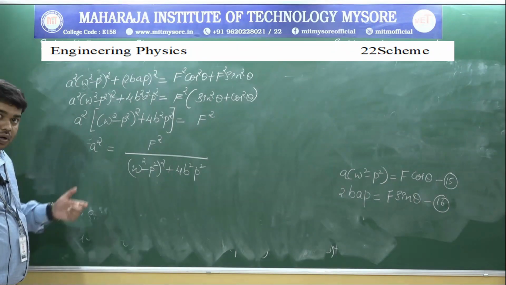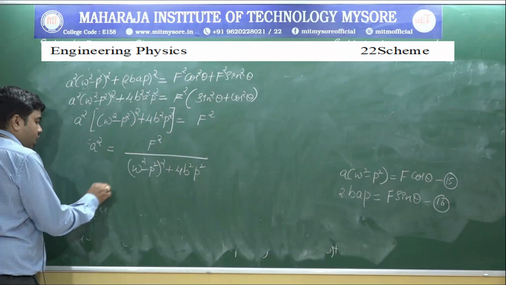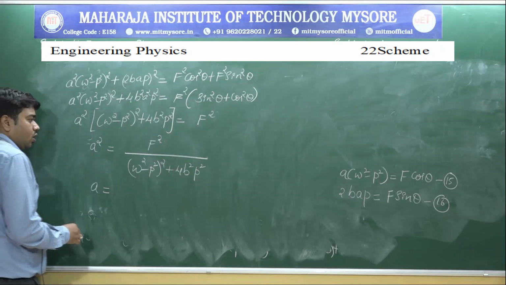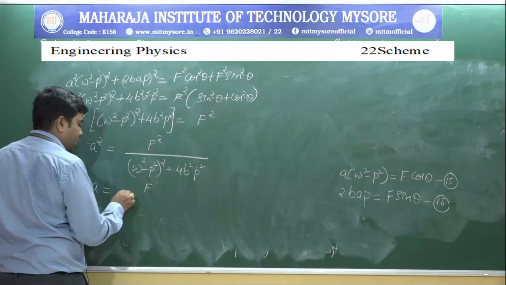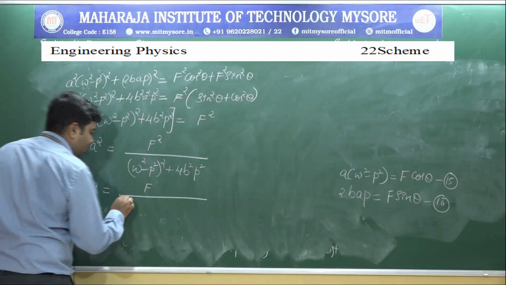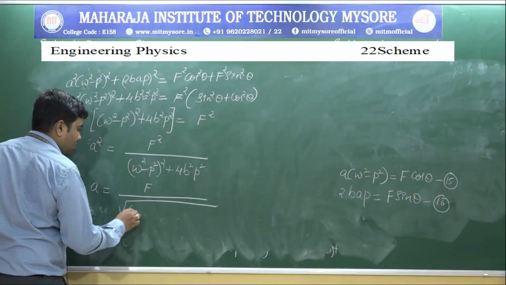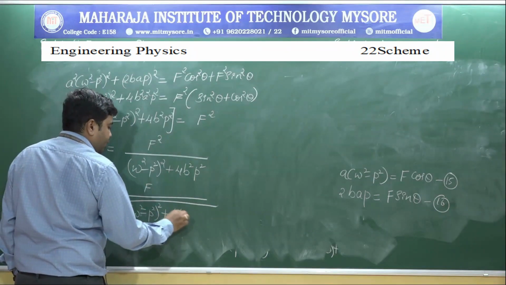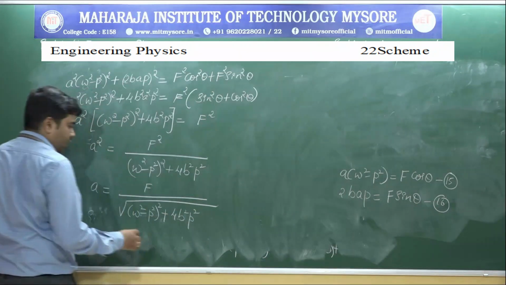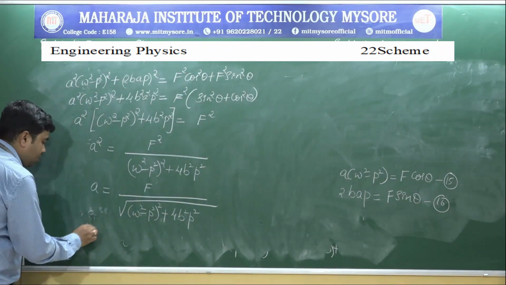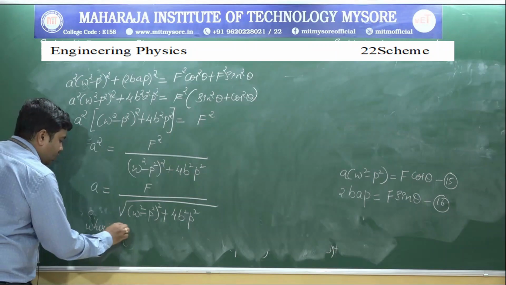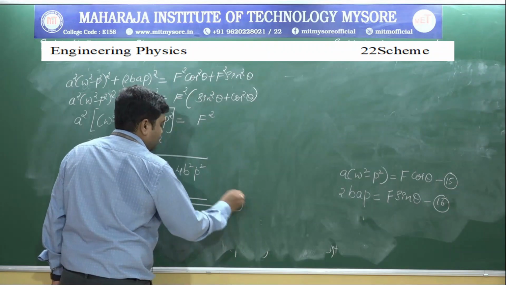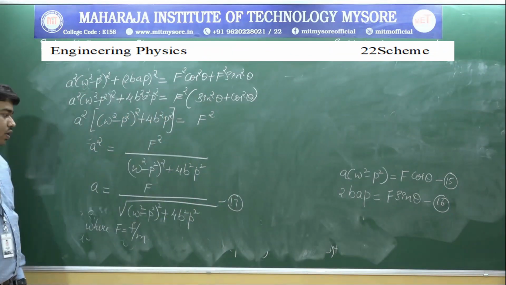But we don't want A², we want the amplitude, which is A. So A is equal to, if you take the square root to the right hand side, F divided by the square root of (ω² − p²)² + 4b²p², where F is equal to f by m. We call it equation 17.